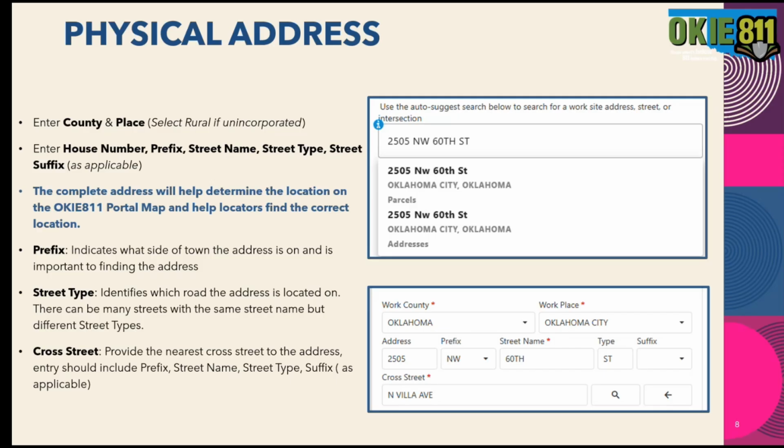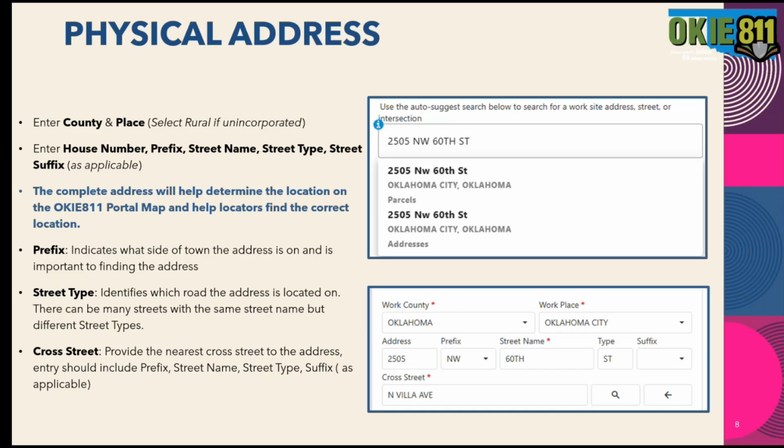So first up, let's talk about the location of the dig site and what information you can expect to provide when submitting your locate request. If you have a physical address, you'll want to provide that information, that's going to include a county and place selection. For the address, you're going to enter the house number, the prefix, the street name, the street type, the street suffix. You're going to hear me say that many times during this webinar because it's extremely important.